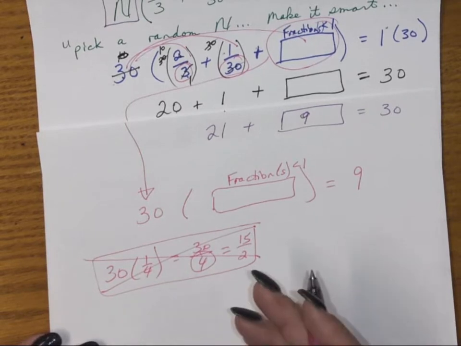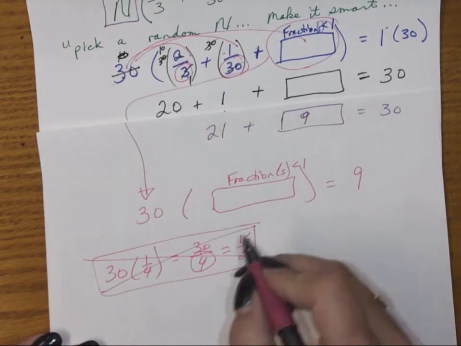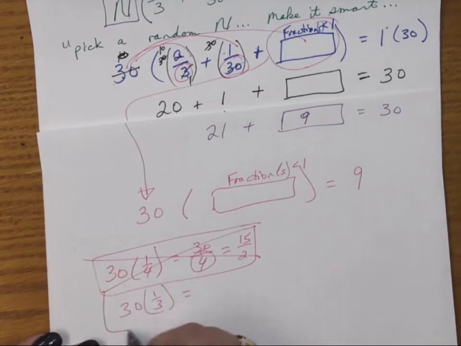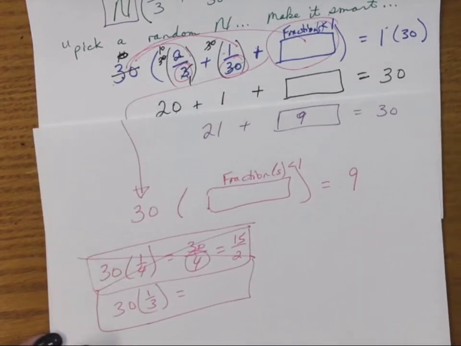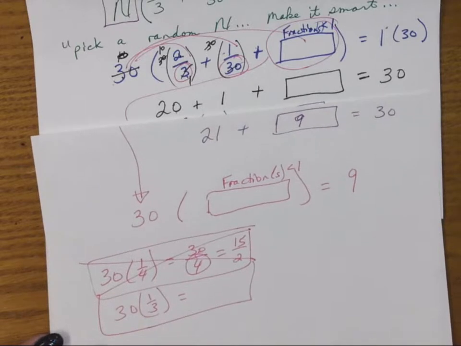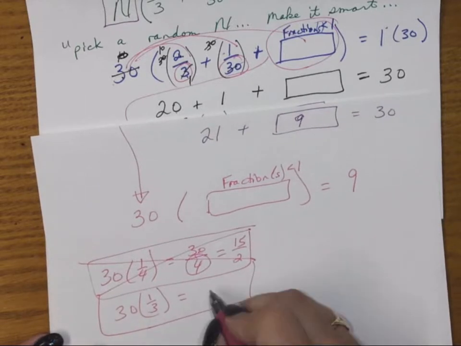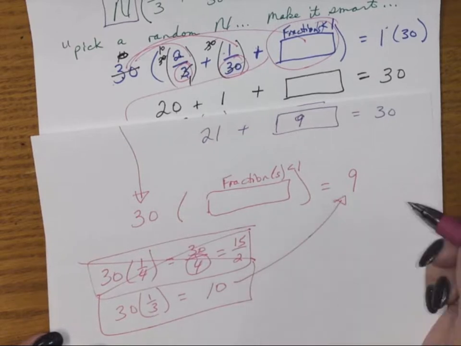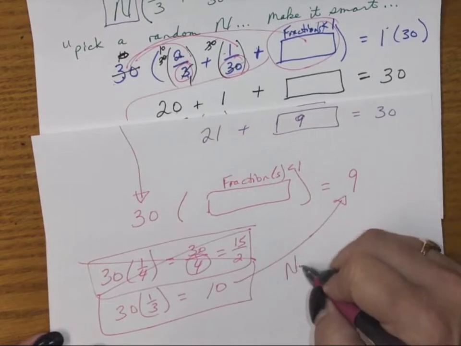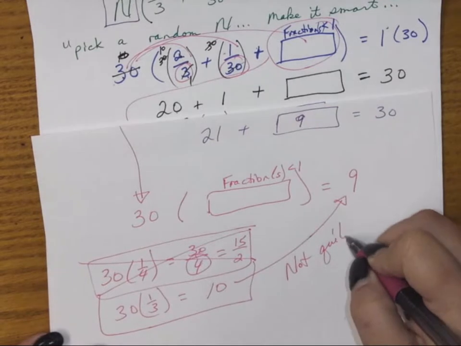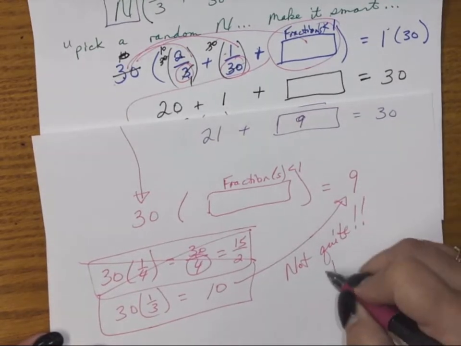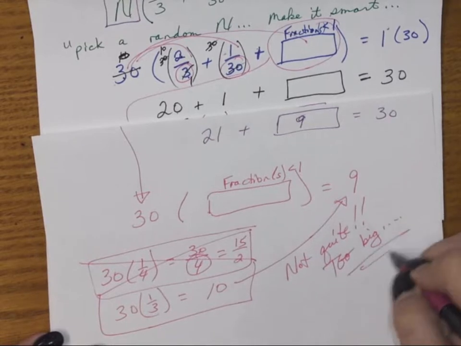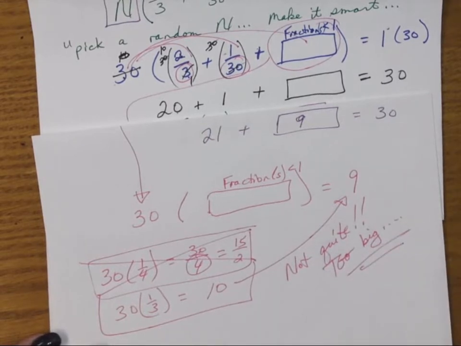I could multiply by a 1/3. Let's talk about that. 30 times a 1/3 is getting me closer to what I want, right? A 30 times a 1/3 would be a 10. That's not exactly what I want, right? I wanted a 9, so not quite. It's a little too big still. Because it's too big, I don't want that, so I'm not going to do that.